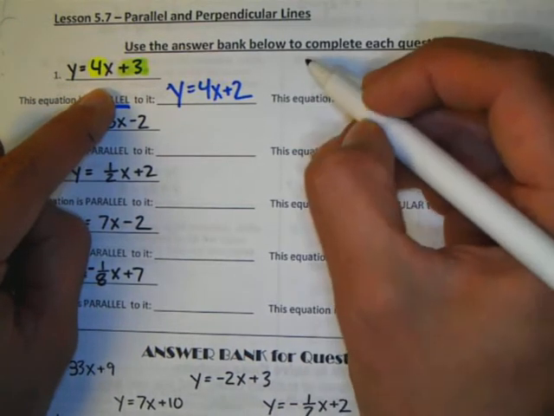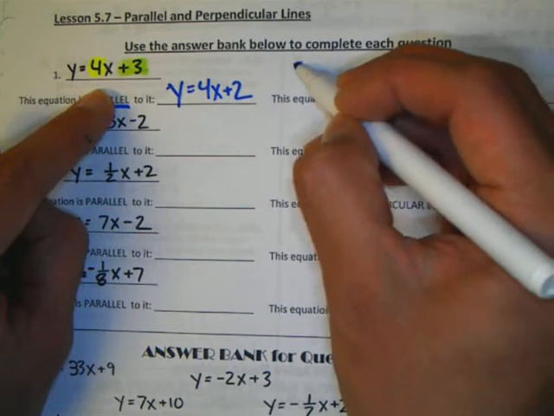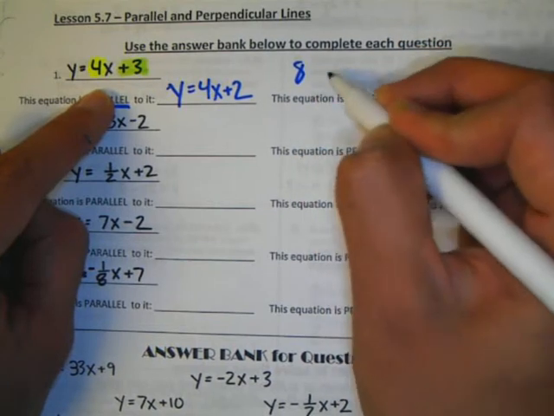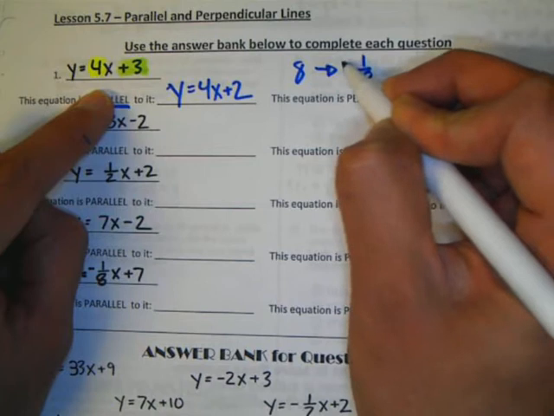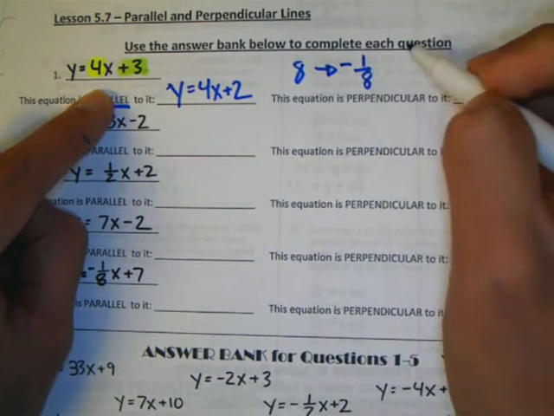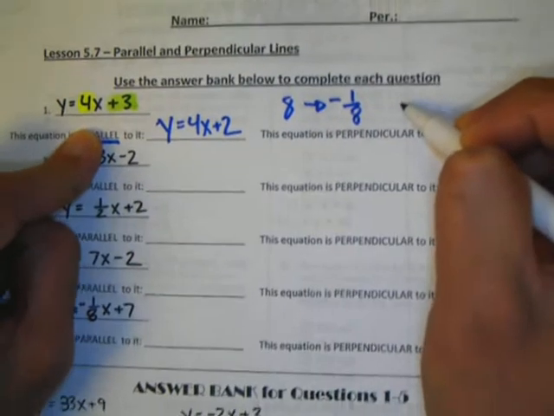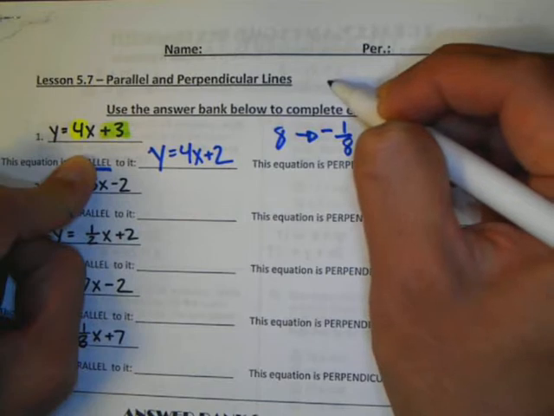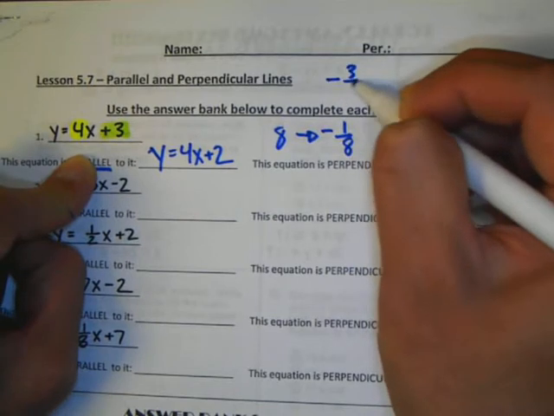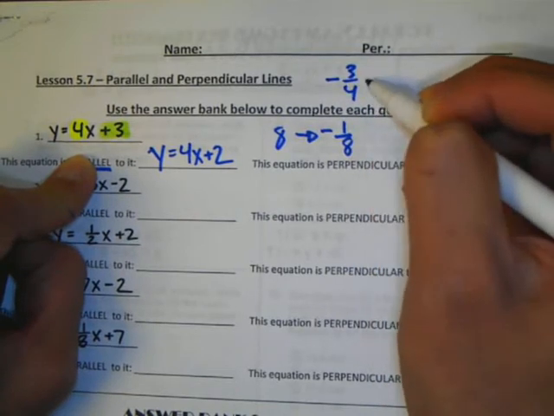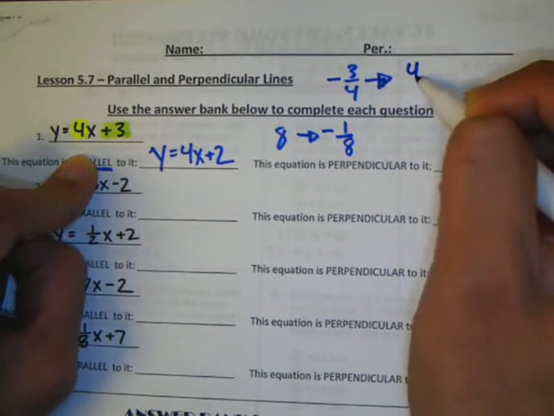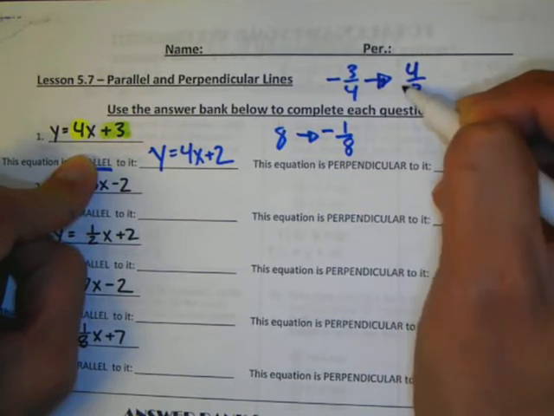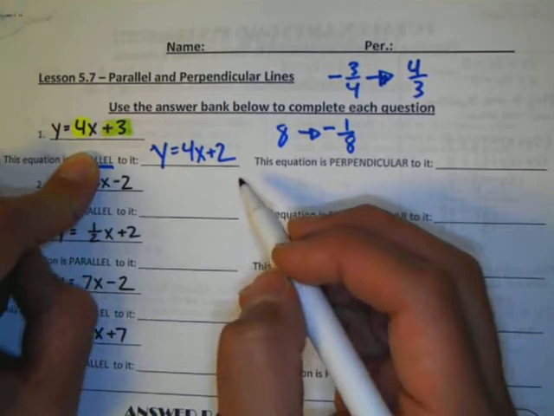So, for example, if I have a slope of 8, then the one that's perpendicular to it is going to be flipped, remember, flipped, and opposite sign. Let's just do another example. What if the slope was negative 3/4? Then the one for perpendicular would have to be flipped and opposite sign, positive.